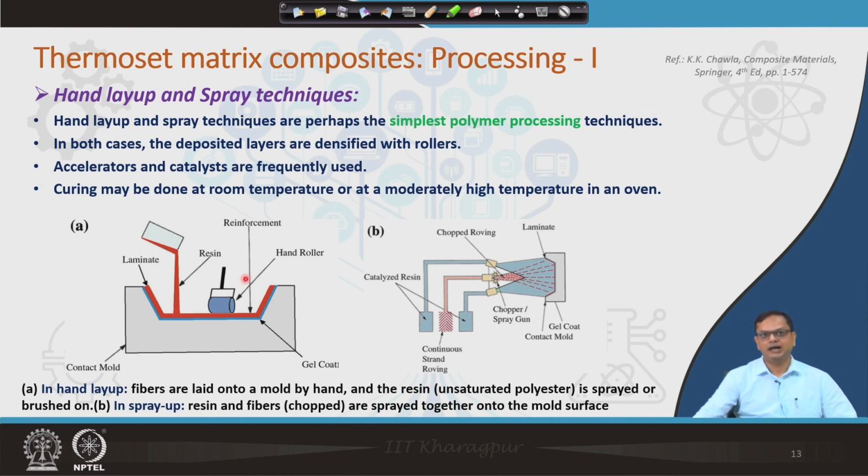And then a hand roller is used, while the resin is getting solidified, to make it even more densified. So, that is the process of hand layup. You get the thermoset matrix along with the fibers being distributed. The spray technique is almost similar.